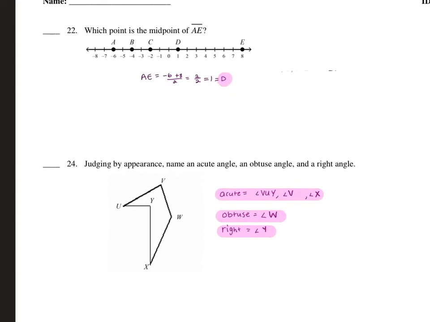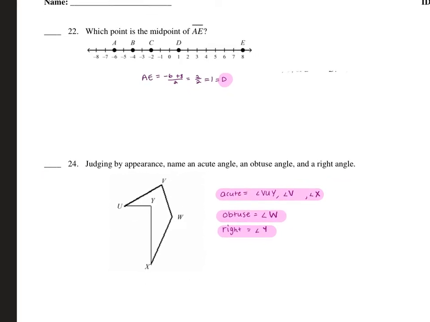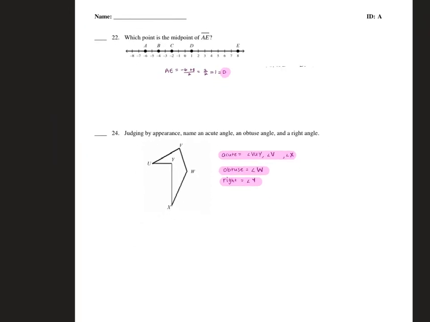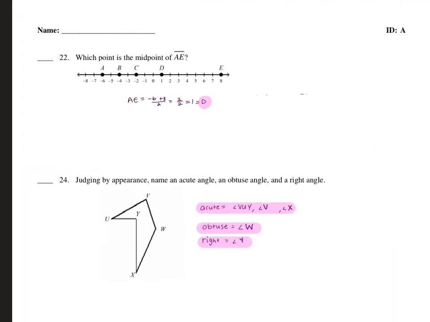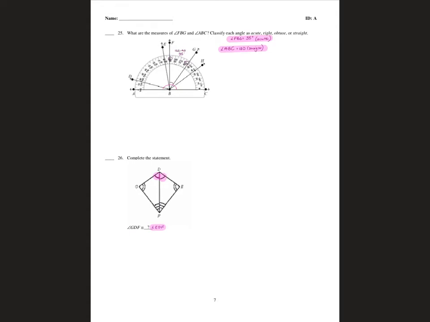24 says, judging by appearance, name an acute angle, an obtuse angle, and a right angle. There's more than one answer for acute. Angle VUY, angle V, and angle X all appear to be acute. Obtuse would be angle W, and right appears to be angle Y. And notice it says appears because obviously that's not exact. To be a right angle, you'd have to have it marked, and sometimes they're not drawn to scale.